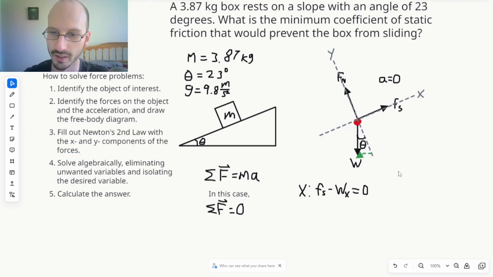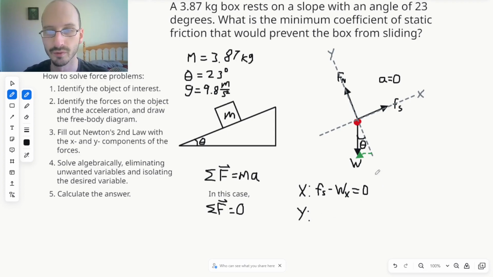Pretend this is a right triangle. This green line is the x component of weight, and it's parallel to the x-axis. In the y dimension, we have two forces still.